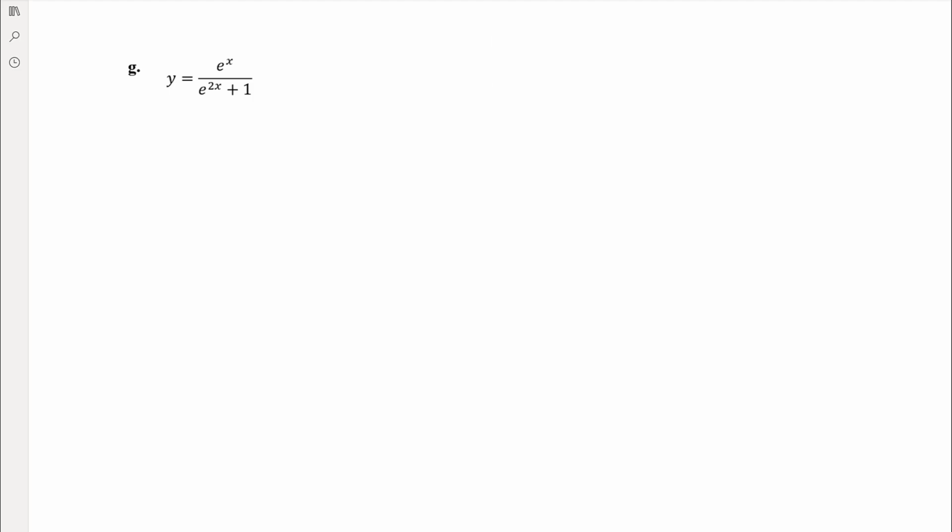We've got a quotient of two exponential functions. So quotient rule, dy/dx. We differentiate the numerator, so derivative of e to the x is still e to the x, and we leave the denominator as it is.